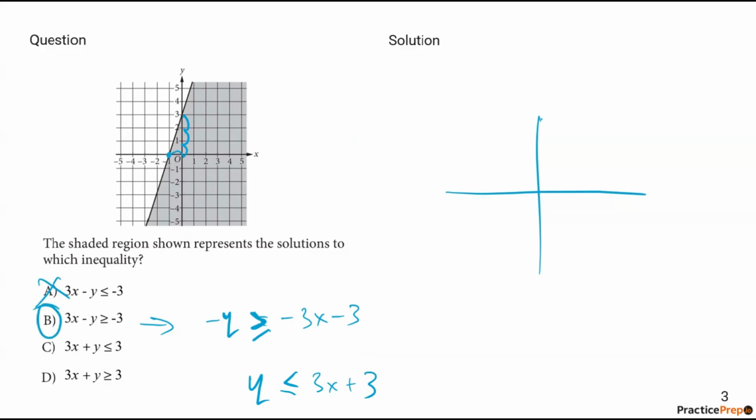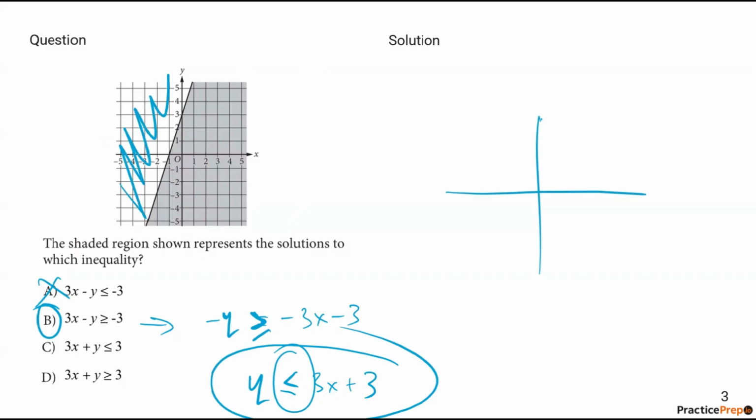And don't forget that when you want to find out which linear inequality is represented by the graph, you have to bring things into slope-intercept form, plot the line, and see if the region is above or below. If the inequality sign is less than or equal to, then the region is going to be below the line. And if it is greater than or equal to, it's going to be above the line.